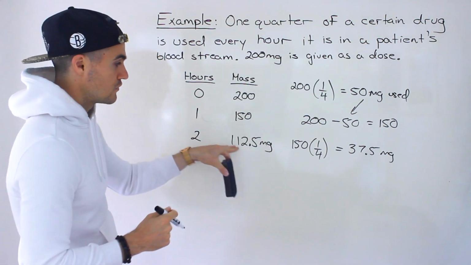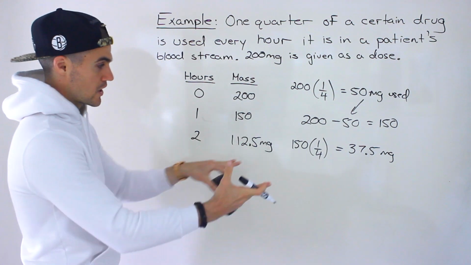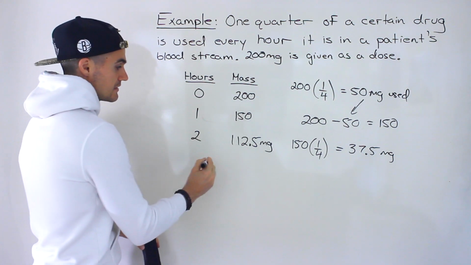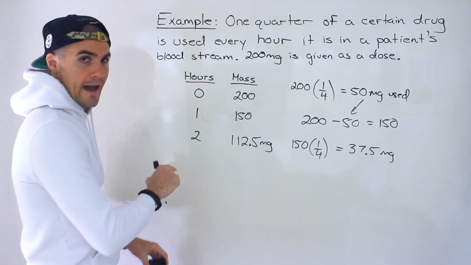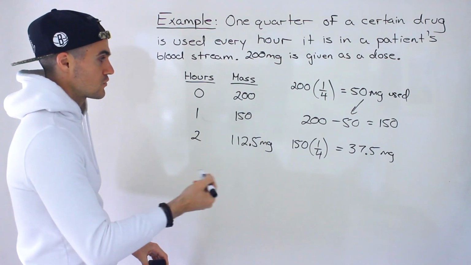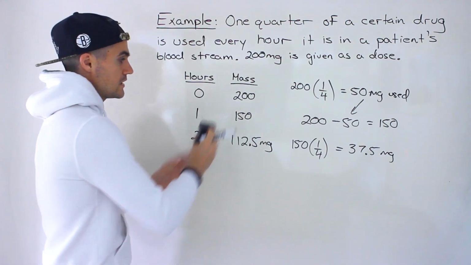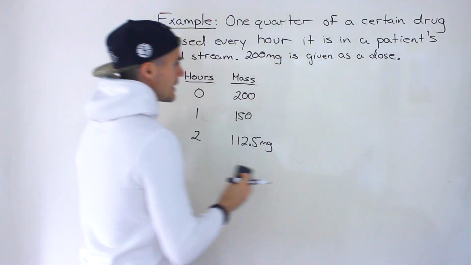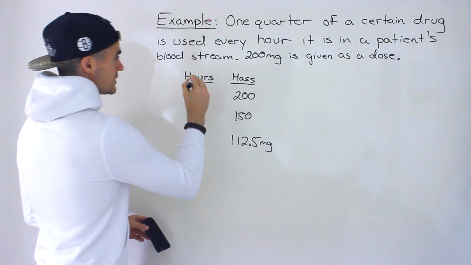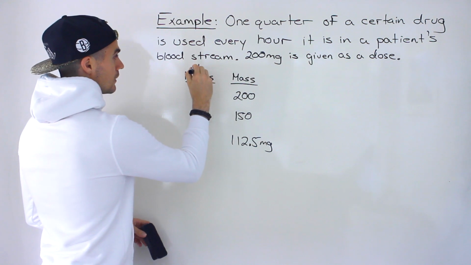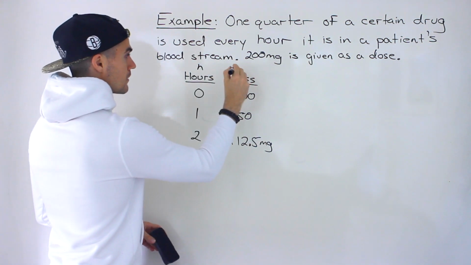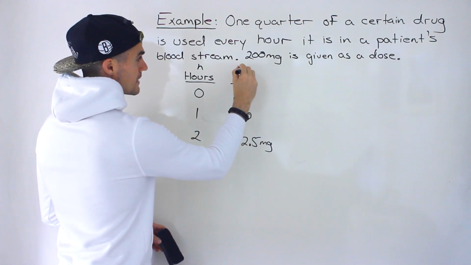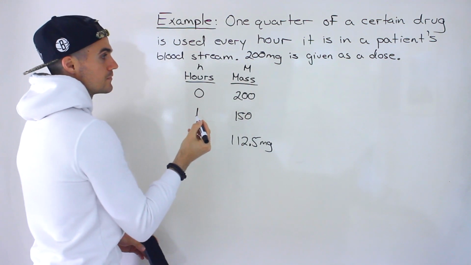So then 1/4 of this is going to be used, and you subtract that amount from this amount to get the amount that's going to be there at 3 hours, and so forth and so forth. Right? So this is the scenario. So now how are we going to make an equation? So let's introduce some variables here. So I'll let H equal the number of hours, and the mass, let's just let that be M.